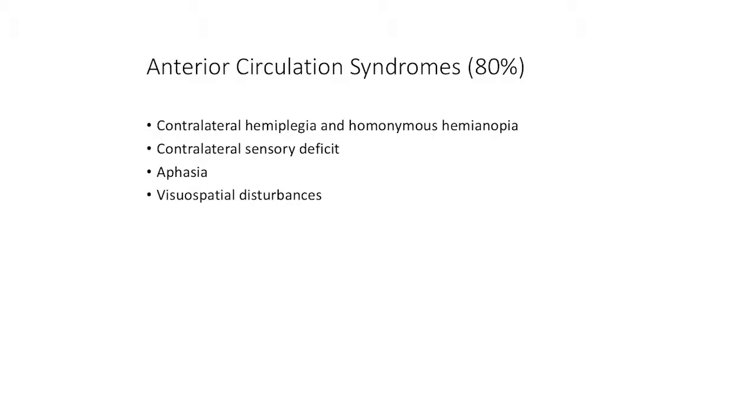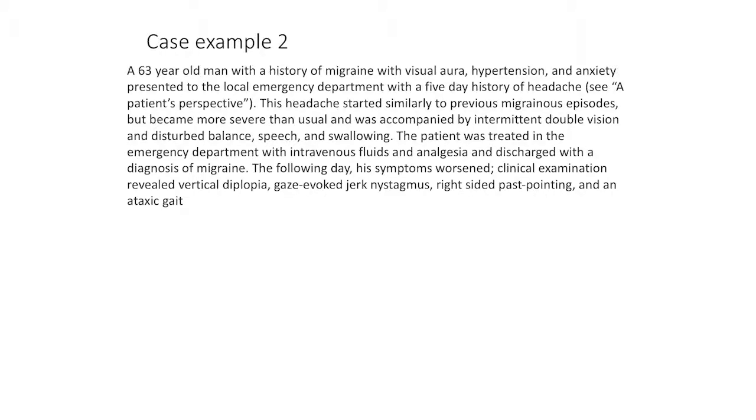Okay. So case 2, Anthony. 60-year-old male, history of migraine with visual aura, hypertension, anxiety, presents with a headache. This headache started similar to previous migraine headaches. It became more severe than usual, with double vision, disturbed balance, and speech disturbance. The patient was treated in the emergency department, given analgesia and discharged with a diagnosis of migraine. The following day, the symptoms worsened. Clinical exam revealed rotatory nystagmus, gaze-evoked jerk nystagmus, right-sided ataxia and dysarthria.